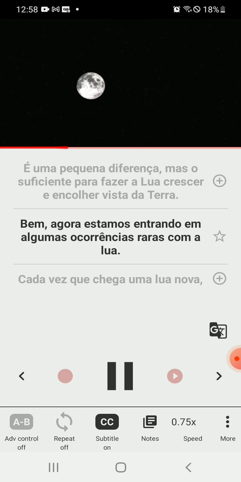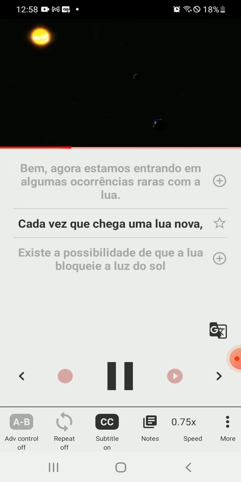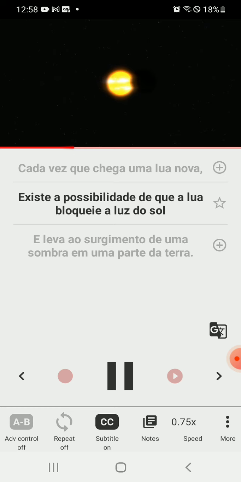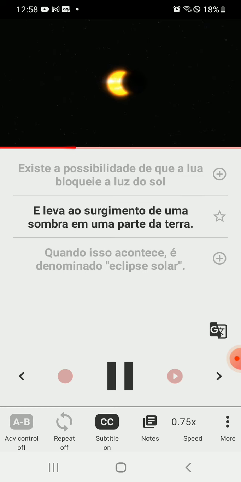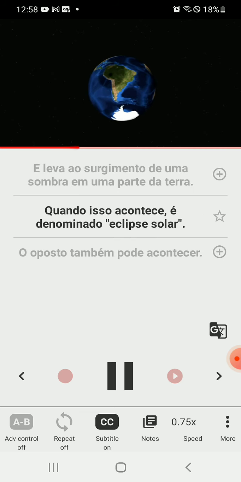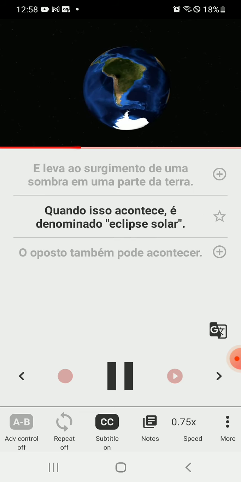Okay, now we get into some rare events with the Moon. Each time a new moon happens, there's a chance that the Moon will block the sunlight and cause a shadow to appear on a portion of the Earth. When this happens, it's called a solar eclipse.